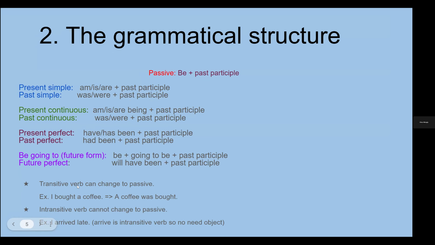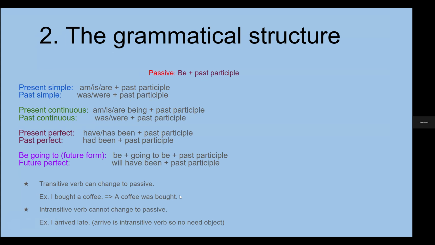Transitive verbs can change to passive. A transitive verb, as you know, is a verb that needs an object, so we can change it to passive. For example, I bought a coffee, and in passive voice, a coffee was bought by me.